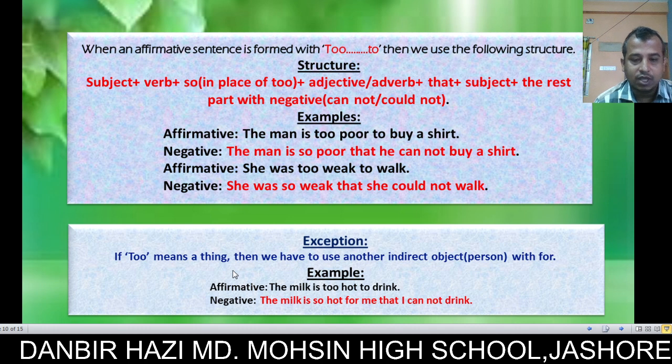There is of course an exception for everything. Here is no exception of that exception. You see, sometimes to may mean a thing, then we have to use another indirect object person with it. The milk is too hot to drink, then you have to write: the milk is too hot for me that I cannot drink. You have added the person me or I, because to is meaning a thing, that is milk.